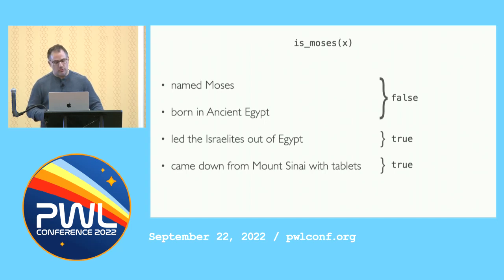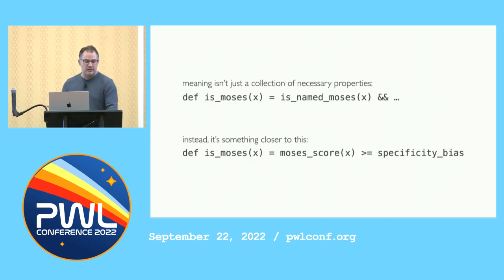And so what Wittgenstein is pointing out is that when you think about the internals of this predicate, we can't just think of it as a series of tests of necessary qualities. We're not just going down the line saying, was he named Moses? Was he in ancient Egypt? Was he fished out of the river by Pharaoh's daughter? And if any of these things are false, we short circuit and say, nope, not a Moses. That is empirically not how we are thinking about meaning.